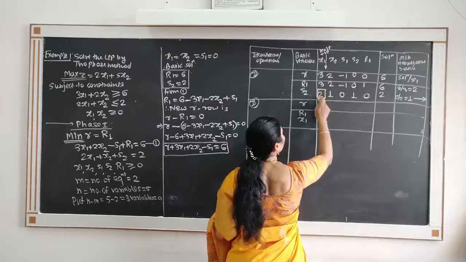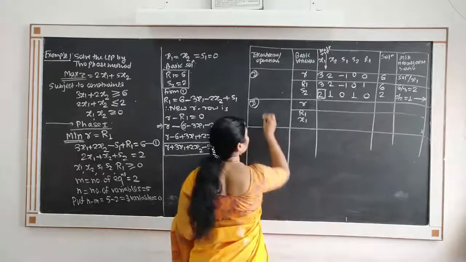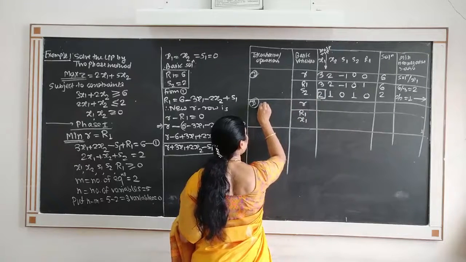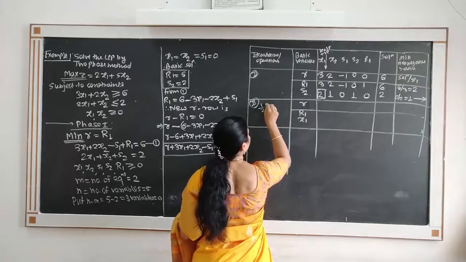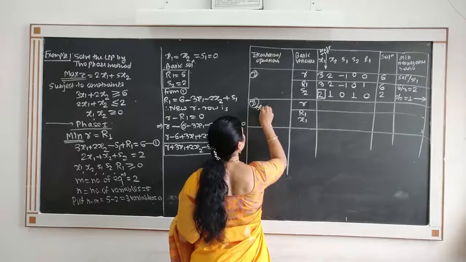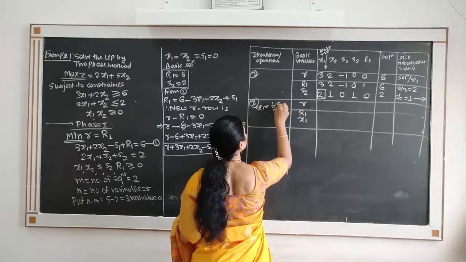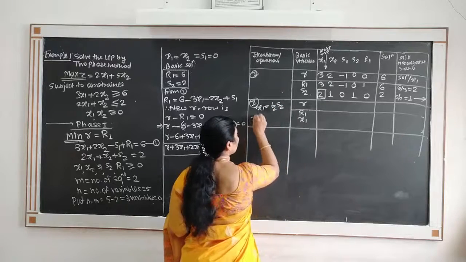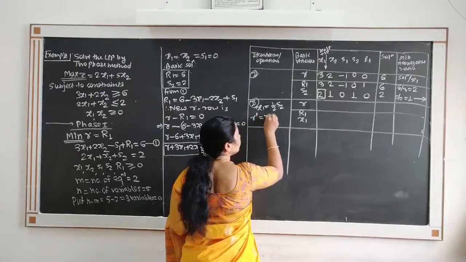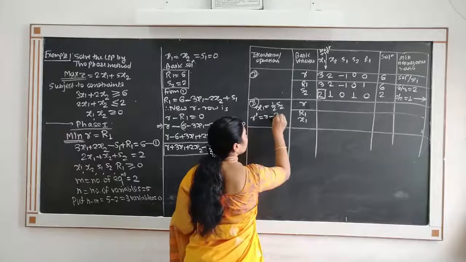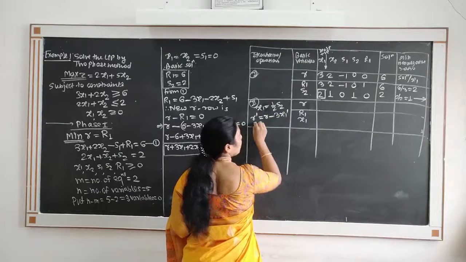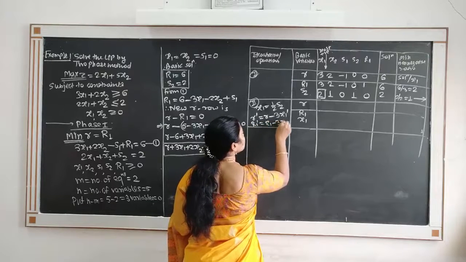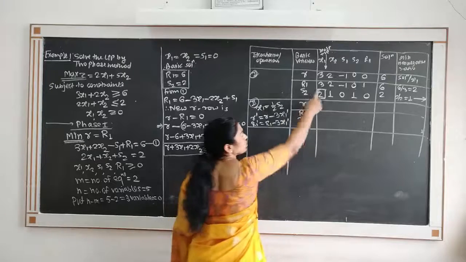Now observe, we want to make this to be 1. So what is your operation? Because we want to make this 1, we have 1 by 2 times the x2 row, and that becomes our x1 row. So x1 becomes 1 by 2 of x2, x1 dash. Now R dash is equal to R minus 3 times x1 dash, and R1 dash is equal to R1 minus 3 times x1 dash, because it contains 3.